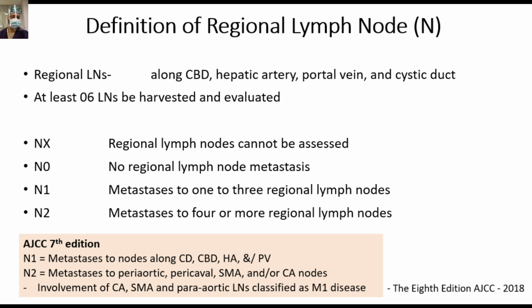So friends, there is one controversy between AJCC 8 and 7. In the AJCC 7th edition, N1 was when metastasis was to the regional lymph nodes, that is cystic duct, CBD, hepatic artery and portal vein.